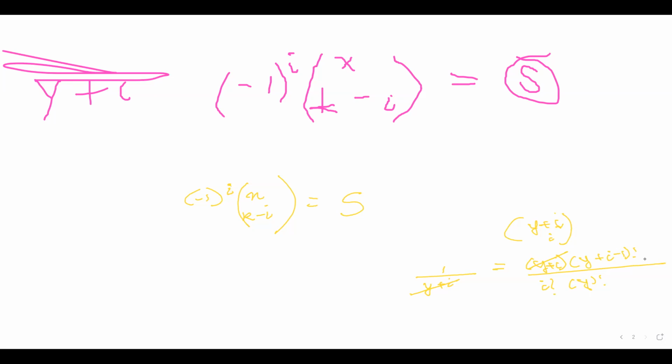Exactly. Why are you multiplying by 1? Hey, no, it's correct, no? You're actually multiplying by y plus I over y plus I. Yeah, they can cancel. Are you solving the first problem or the second problem? The second problem.